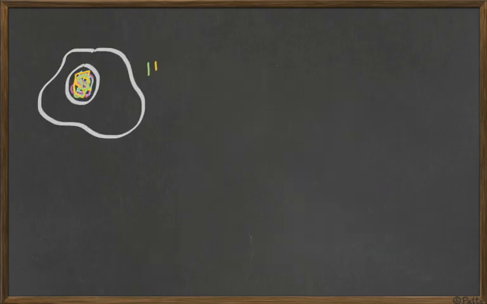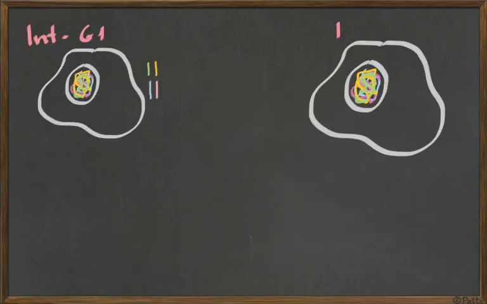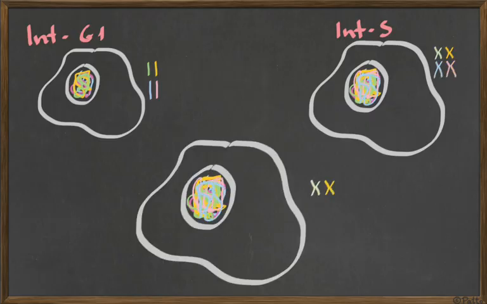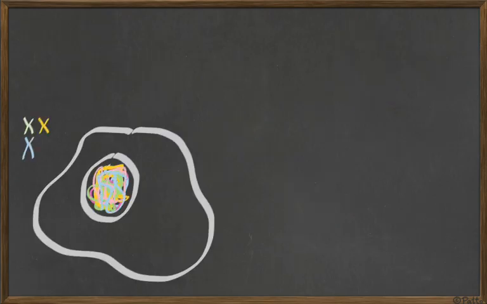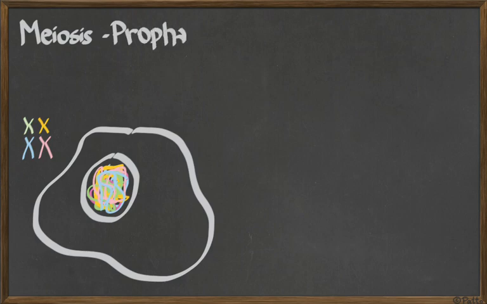Okay, so interphase G1, interphase synthesis, interphase G2, it's exactly the same. The cell grows and the chromosomes are replicated. Where you had one chromatid per chromosome, now you have 2 chromatids per chromosome, exactly the same, nothing changing here. So, what's going to change? Let's take a look at the steps of meiosis.